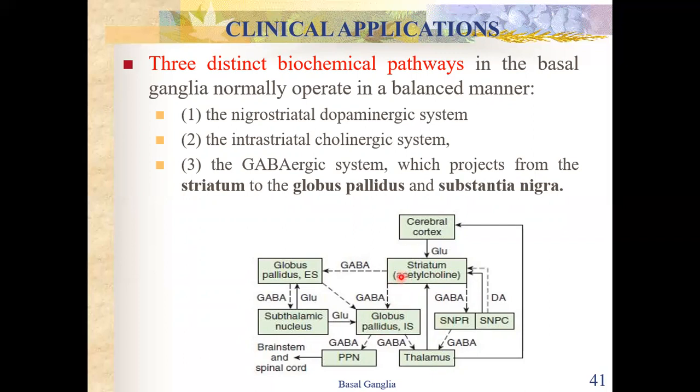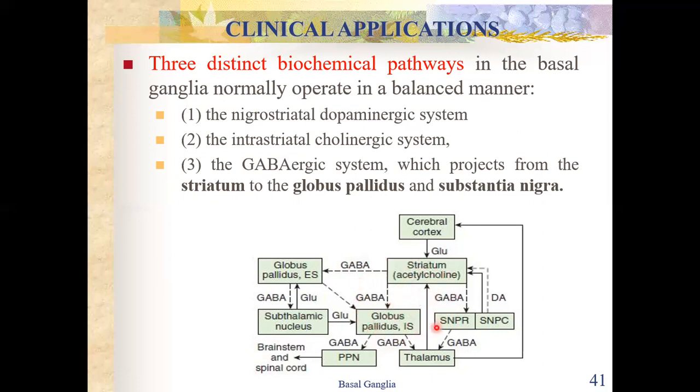Look at the GABAergic system projecting to the globus pallidus internal segment. From there, the globus pallidus itself projects with the same GABAergic neurons to both the PPN and the thalamus. And the striatum also projects GABAergic neurons to the substantia nigra pars reticulata, and it also projects GABAergic neurons to the globus pallidus external segment. So that is the GABAergic system.